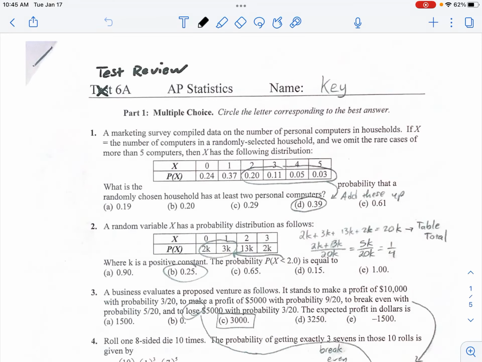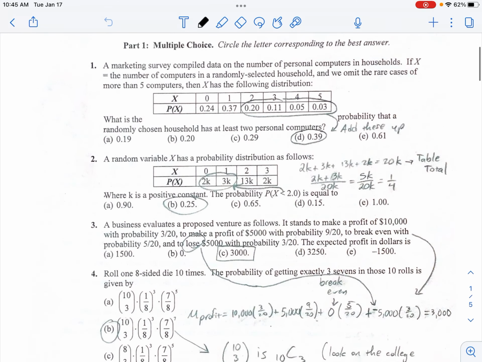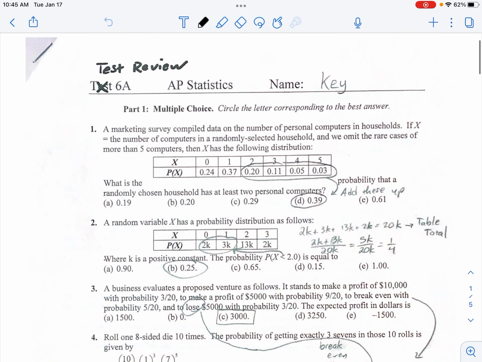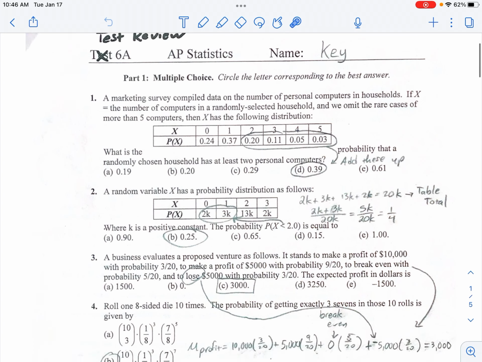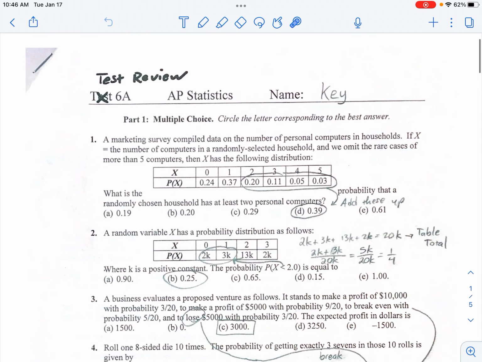All right, let's go through the Chapter 6 test review. Before I get into the weeds, just remember that this is version A, and tomorrow on the test, you're going to be taking version B. So there are many, many similarities. You do need to complete this in one class period, so make sure you know your stuff.